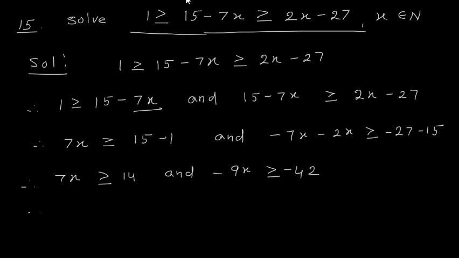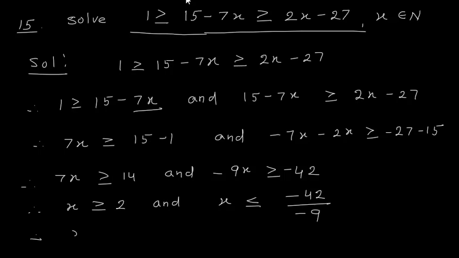Okay, so therefore I have x is greater than or equal to 2, and now I will divide both the sides by minus 9. Now this sign will change, greater than will become less than or equal to. Whenever you divide both the sides by a negative number, or multiply both the sides by a negative number, the sign of inequality will change. So here x is less than or equal to minus 42 upon minus 9.